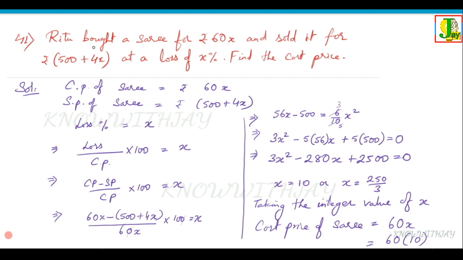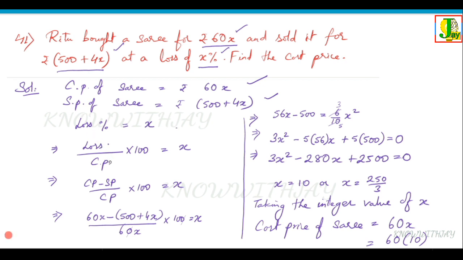This is question number 41, where Ritu bought a saree for rupees 60x. So this is the cost price of the saree, 60x, and sold it for rupees 500 plus 4x at a loss. So the loss is given: cost price is given, loss percentage is given, and selling price is given. So you have to find the cost price. Now you know that the cost price of the saree is 60x, the selling price is 500 plus 4x, and the loss percentage is given as x.